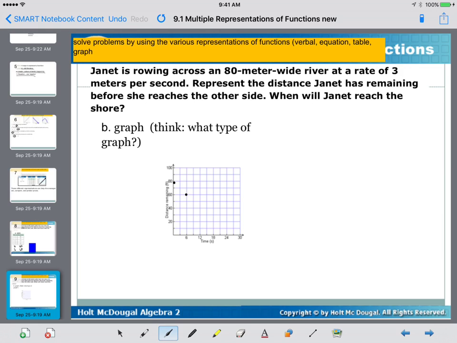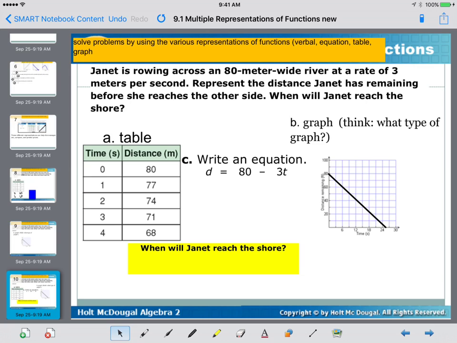Right here. Okay, you can see this is going to be a nice line that's going to start at 80. It's going to go down at the same rate. So let's see if I can fix that here. It's going to end right around here somewhere. Okay, it's a constant rate. She's going at the same rate throughout the whole river.